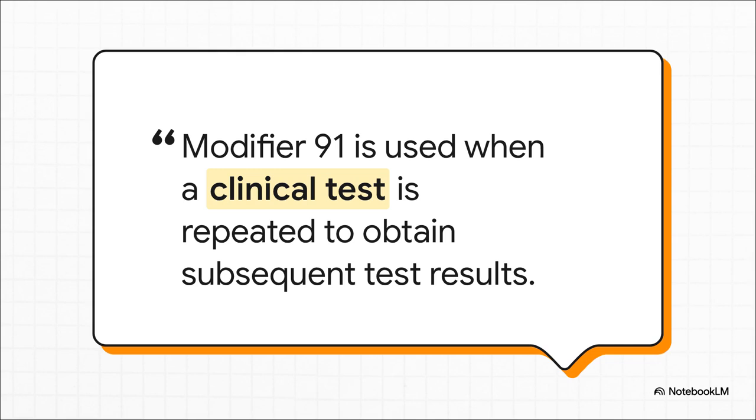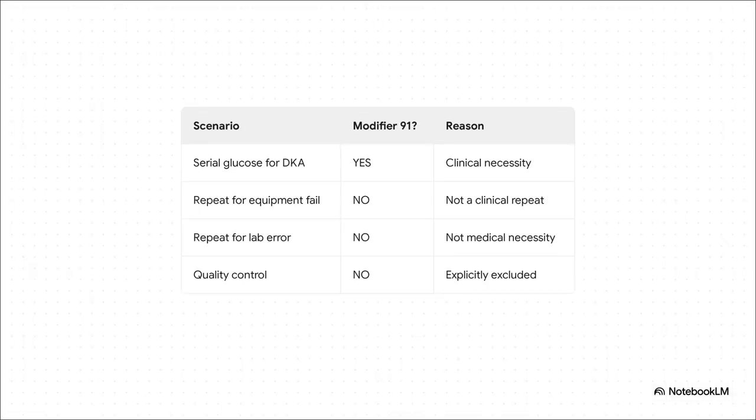Modifier 91 is strictly for when a clinical diagnostic lab test is repeated on the exact same date to check a patient's changing status. The trap here is clinical necessity. Modifier 91 is strictly for monitoring a changing clinical status, like serial glucose testing. You can never use it if the lab ruined the first specimen or if a machine broke down. Lab errors aren't medical necessity.